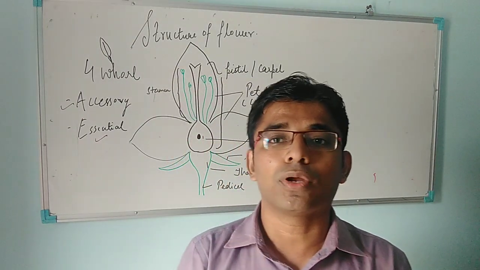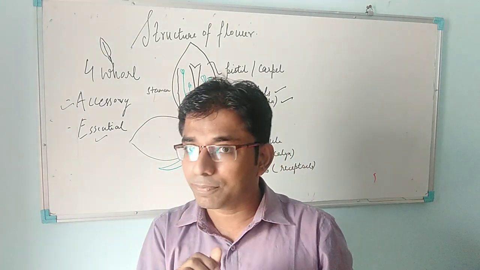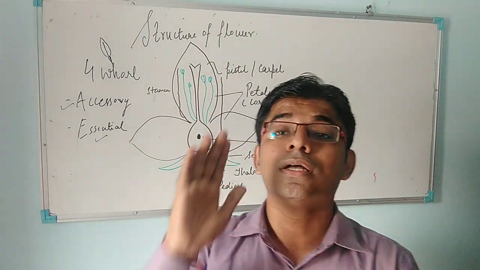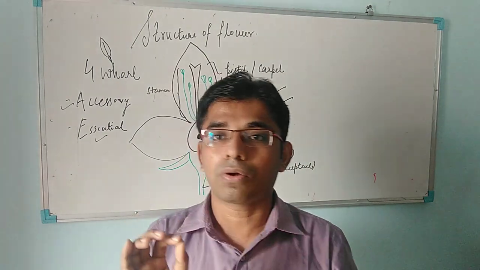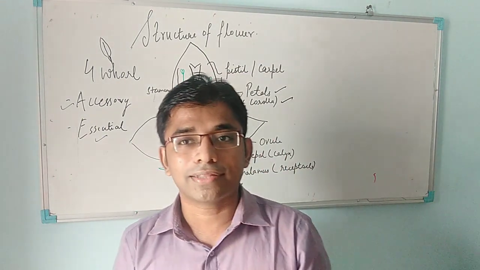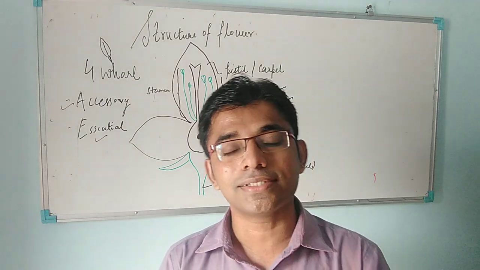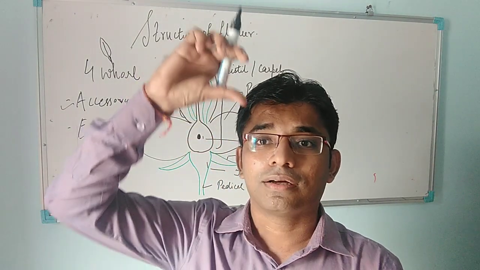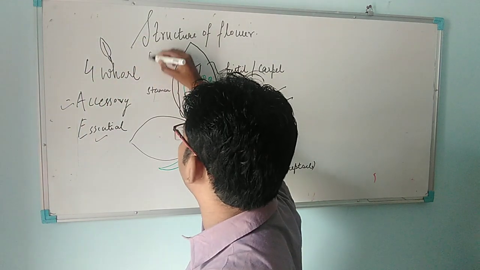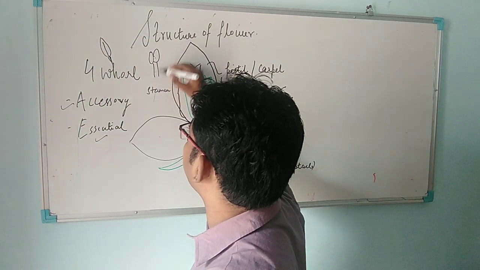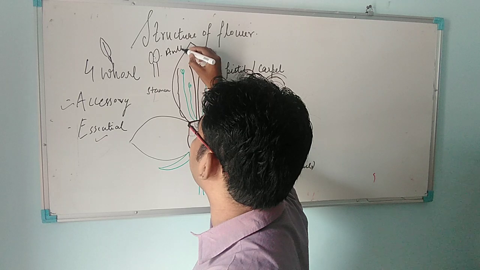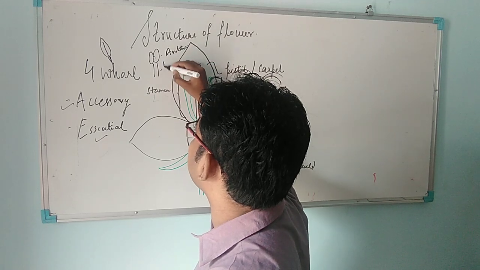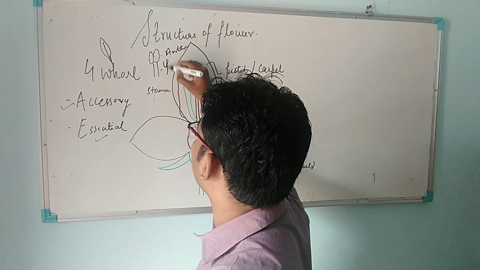That powder is the pollen grain, and it is produced by the male part of the flower that is called as stamen. Flower के अंदर जो male part होता है that is called as stamen. This stamen further consists of two parts: the outer, upper structure of the stamen is called as anther, and the lower thread-like structure is called as the filament.